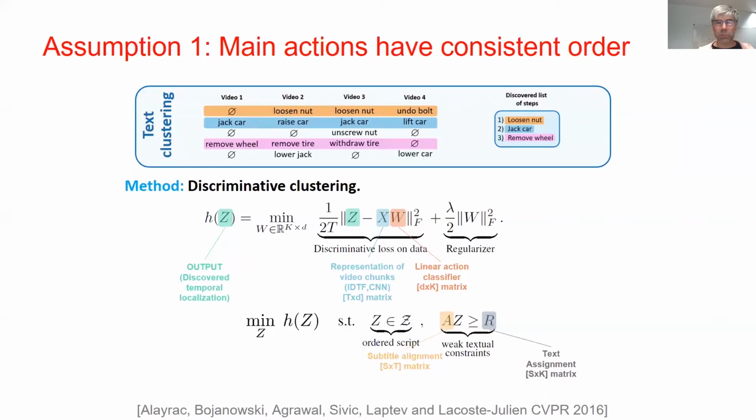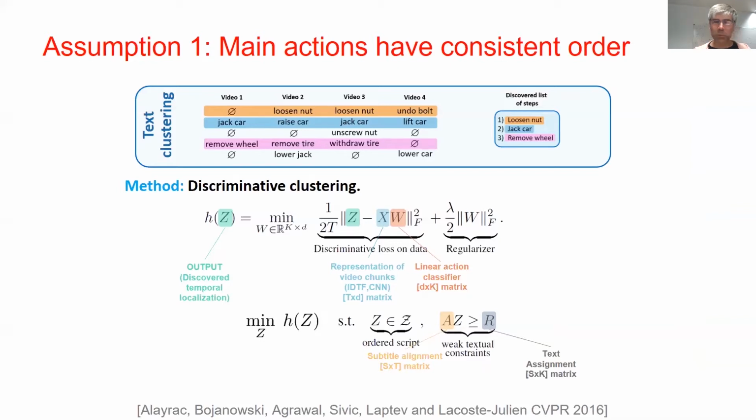So in both cases, for text clustering and for video clustering, the key assumption is the order. We assume that the steps are in the same order in all videos. This may not always be true, but in most cases you find out that this is a valid assumption, at least for the set of tasks which we have considered.